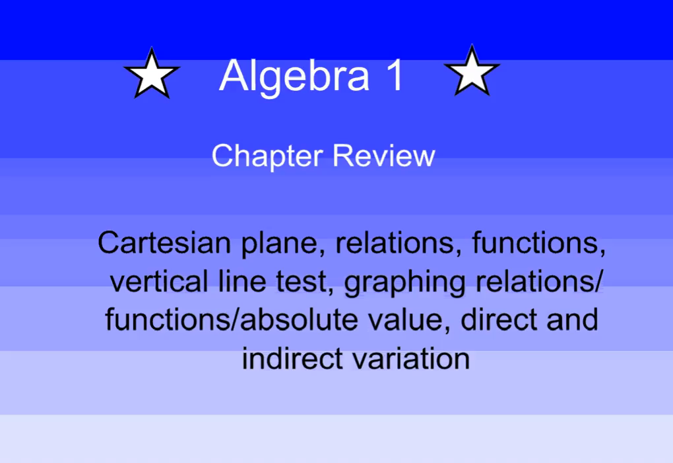This is Algebra 1 chapter 5 review, and it's basically going to involve Cartesian planes, relations, functions, vertical line tests, graphing relations, graphing functions, graphing absolute value, and then direct and indirect variation. Again, this is a quick review designed that you'll just watch, and I'll try to cover as much as I can in as quick a time as possible of chapter 5 review. All right, here we go.